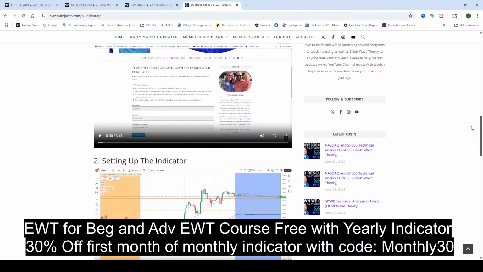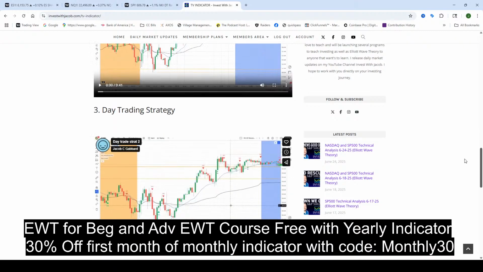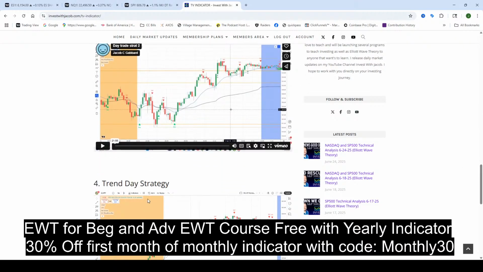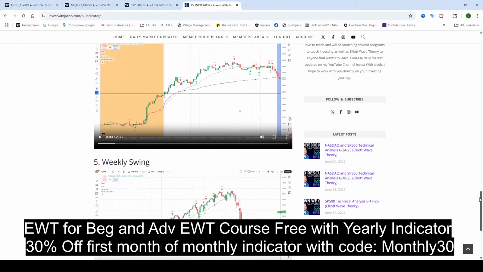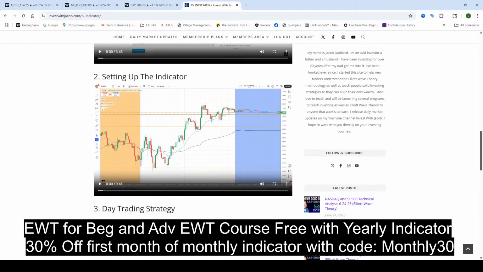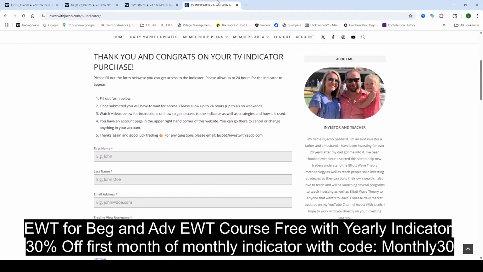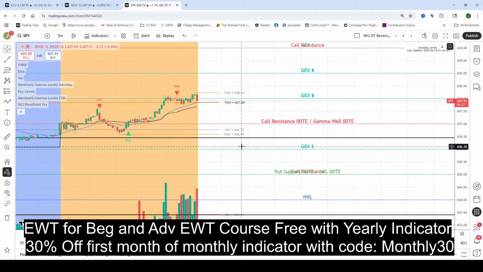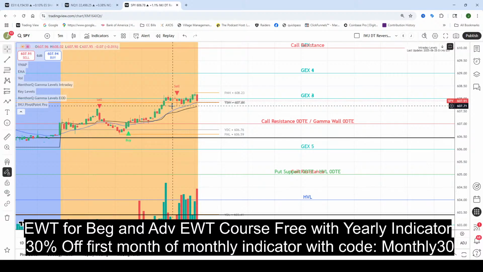It tells you how to set up TradingView, how to set up the indicator, our day trading strategy, our trend day strategy. Yesterday was a trend day, and we used our trend day strategy yesterday, and then our weekly swing strategy. All of this training shows you how to use the indicator. Super simple buy and sell alerts.